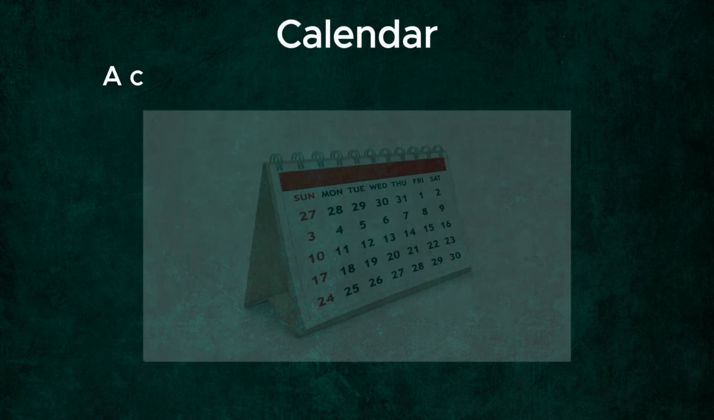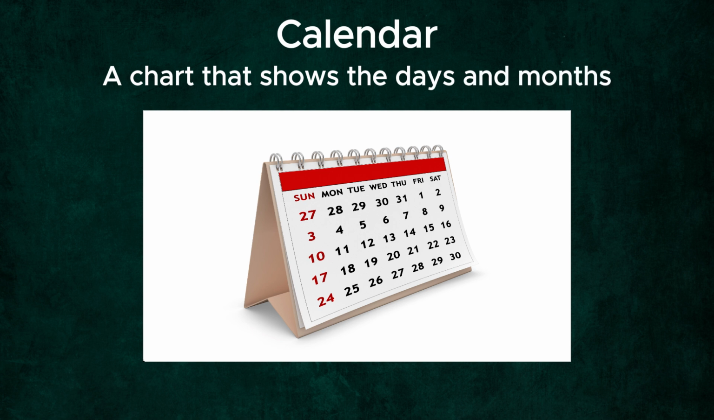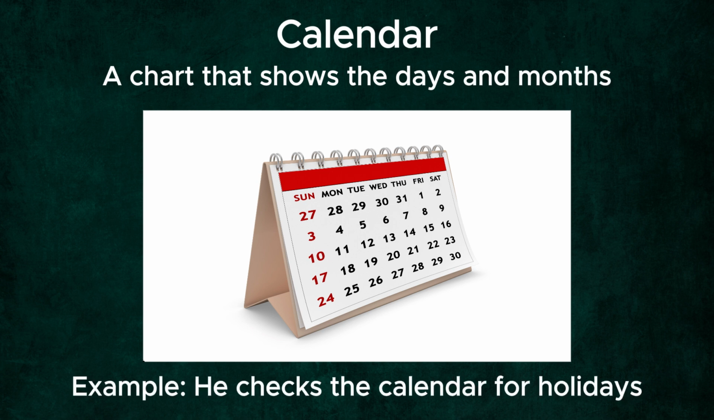Calendar. A chart that shows the days and months. Example, he checks the calendar for holidays.